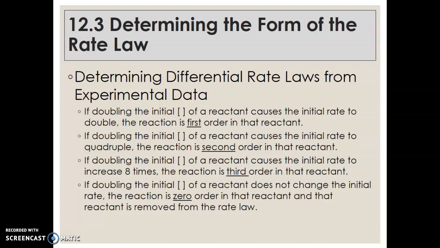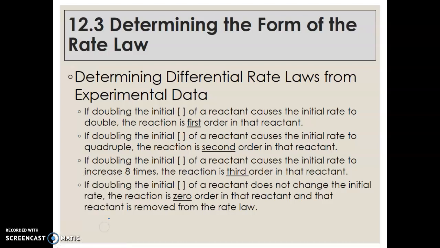So, when you're determining differential rate laws from experimental data, if you are doubling the initial concentration of the reactant, this causes the initial rate to double. So, since it's doubling and doubling, that's 1 for 1. So that's a first order. If you're doubling the initial concentration of the reactant causes the initial rate to quadruple, that is second order.